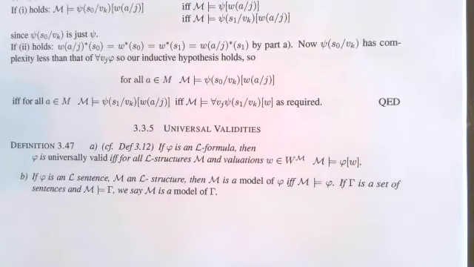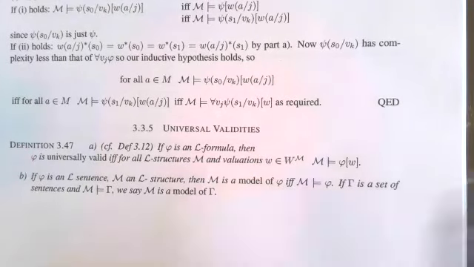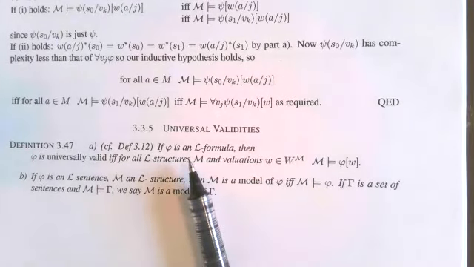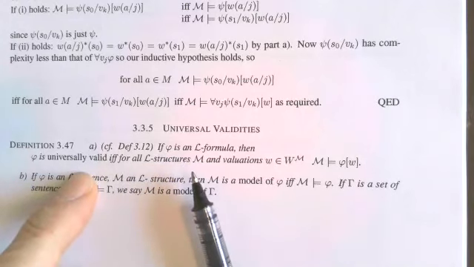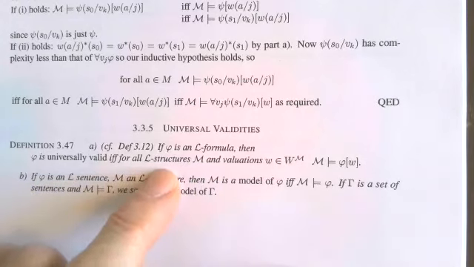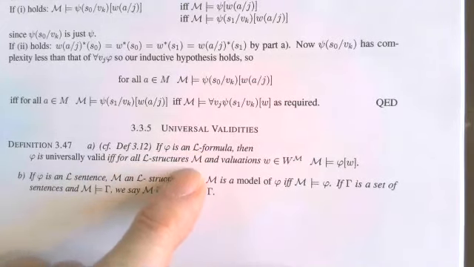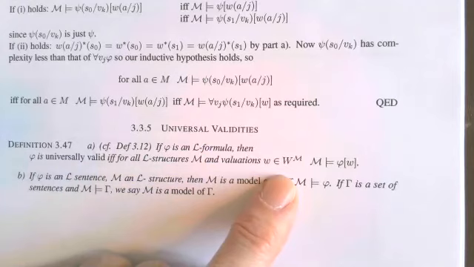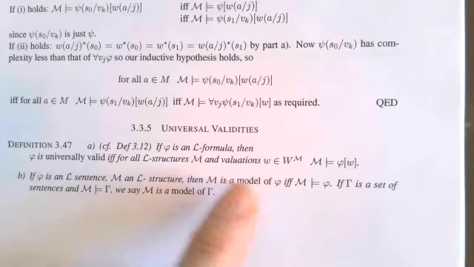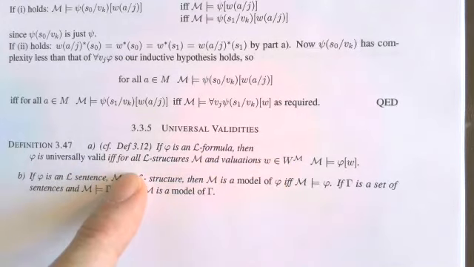So again, this is a definition you've already had, so I'll remind us of this. A formula is said to be universally valid if it's true in all structures appropriate for the language and for all valuations. So it's saying it doesn't matter which structure I pick or which valuation, it will always come out true.